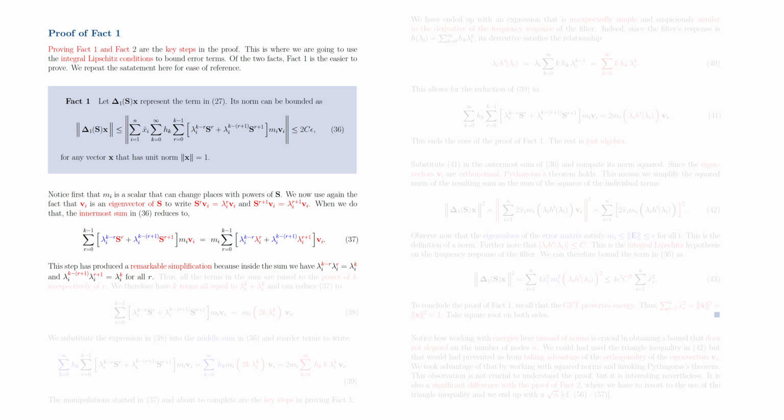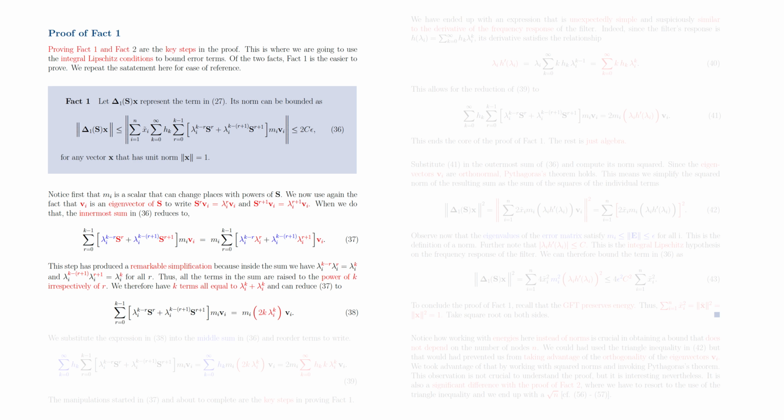This substitution produces a remarkable simplification because the sum in 37 involves a term of the form lambda_i to the k minus r times lambda_i to the r, which equals lambda_i to the k, irrespective of the value of r, and a second term of the form lambda_i to the k minus r plus 1 times lambda_i to the r plus 1, which reduces to lambda_i to the power of k irrespectively of r as well.